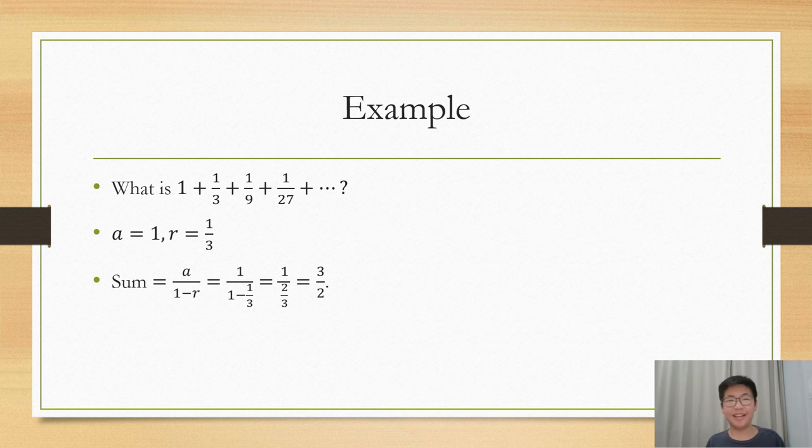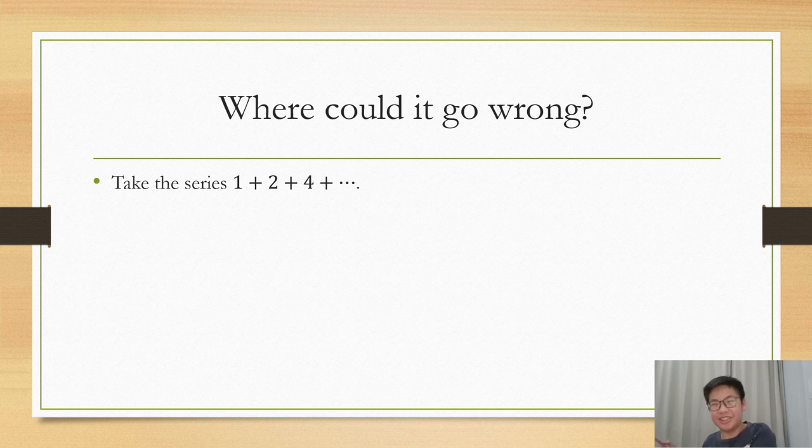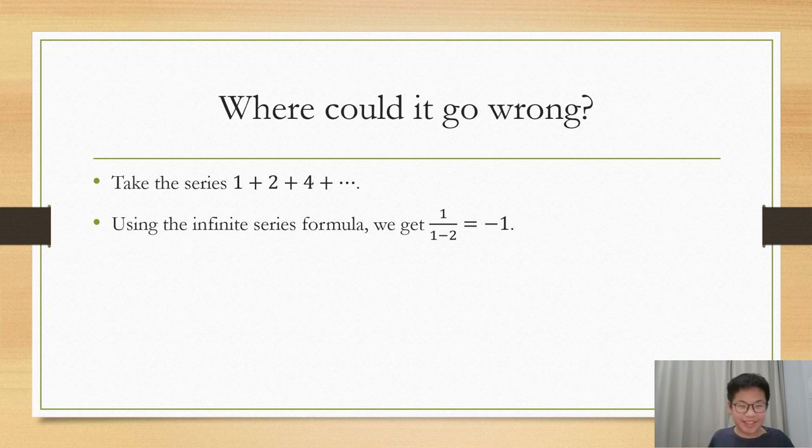Understand? But sometimes the infinite series formula goes wrong. How? Well, take the series 1 plus 2 plus 4 plus dot dot dot. Using the infinite series formula, you get minus 1. How could this happen? I was thinking about this for a while until I realized it had a particularly elegant solution if you're talking computer science. Because you see, in 2's complement, let's say you have an 8-bit display, then 255 in an 8-bit display is minus 1 in 2's complement.